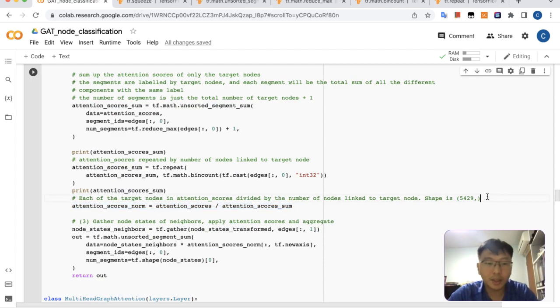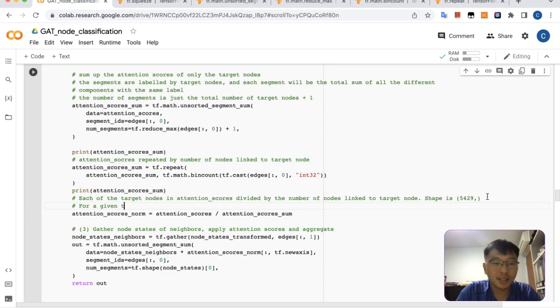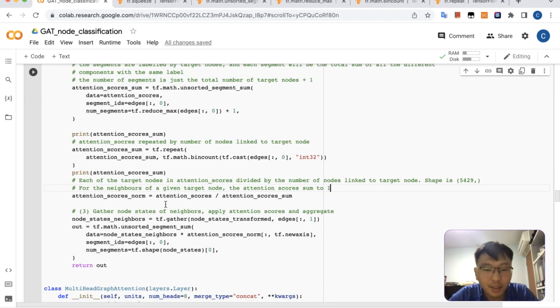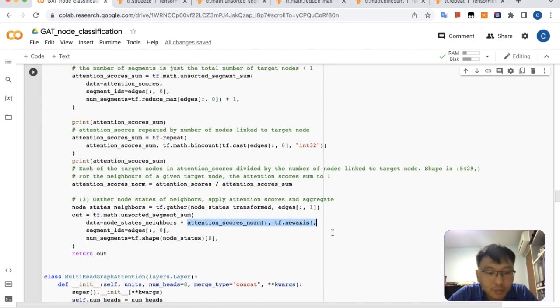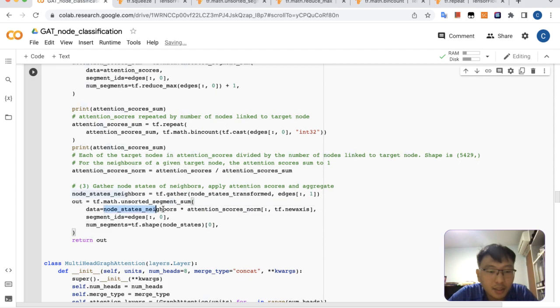Yeah, so maybe I should put here: for the neighbors of a given target node, the attention scores sum up to 1. Okay, so we have this, and we do this unsorted segment sum. We take the data as the neighbors' original hidden state, weighted by the attention score norm. Yeah, this is our data here.